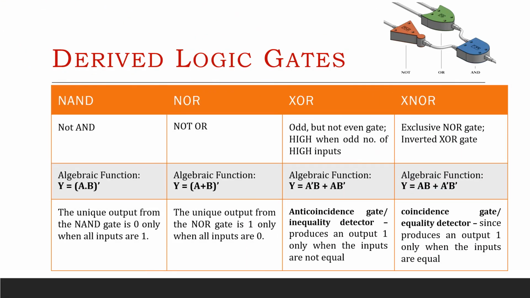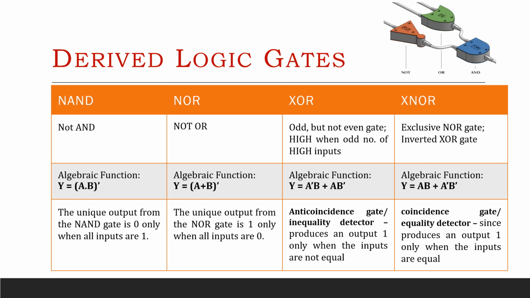Now let's summarize the main topics that we discussed so far about the derived logic gates. The NAND gate is the NOT AND gate, and the algebraic function is Y is equal to A into B the whole bar. So the unique output from the NAND gate is 0 only when all inputs are 1. NOR is the NOT OR gate. The algebraic function is Y is equal to A plus B the whole bar. The unique output from the NOR gate is 1 only when all inputs are 0.